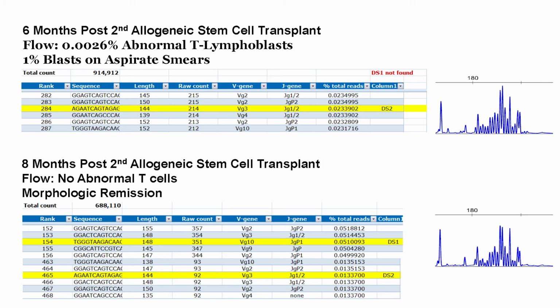At 6 months the patient had positive flow cytometry and also had 1% blasts later on, and we can pick up the clone again. And then at 8 months, flow cytometry is again negative. The patient is in morphologic remission, but the LymphoTrack assay continues to pick up the clone. In this case, now both of the clones are picked up and at much higher frequency.